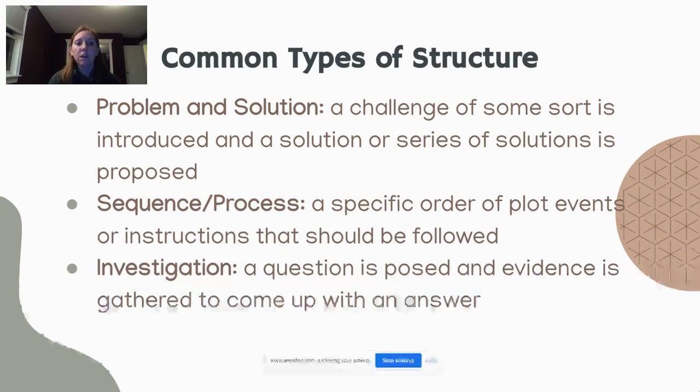And finally, investigation. This just means there's a question that's being posed and then evidence is being gathered to come up with an answer. So the authors make a very clear question up front and then gather this evidence to come up with an answer of some sort to that question. So these are some of the most common types of structure.